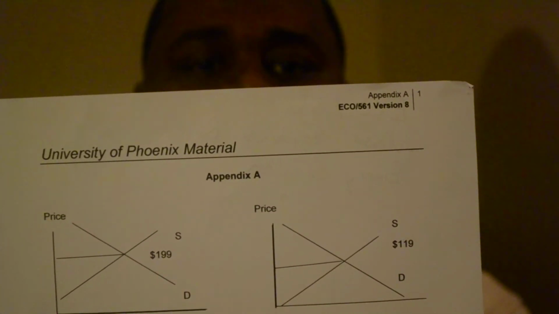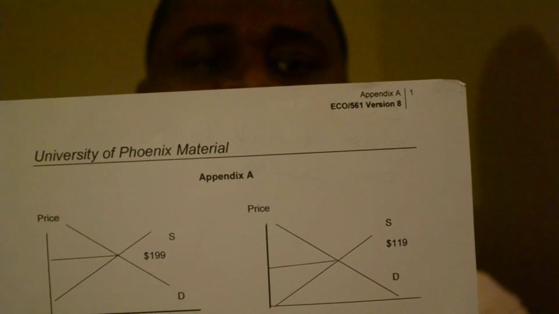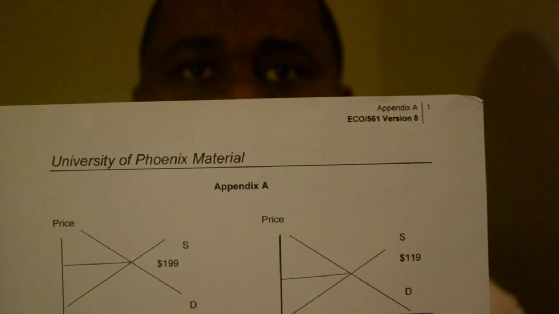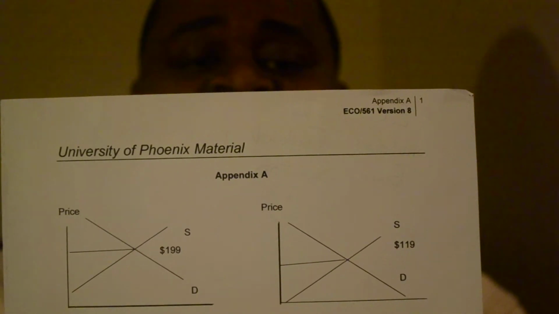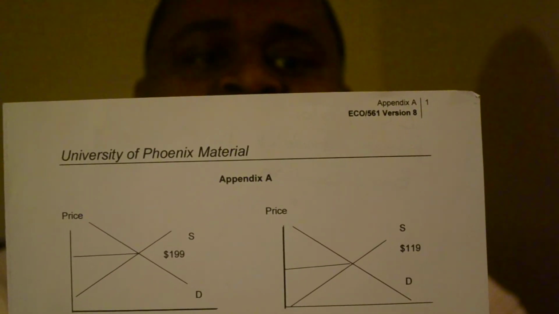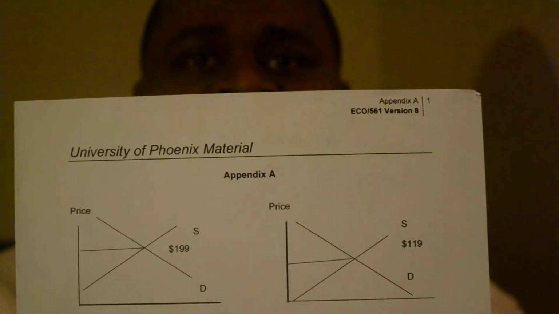We have lower demand, which means that we also have a lower supply, and our equilibrium price today is $119, which means we have less people wanting to buy the iPhone. Therefore, the sellers have brought down the price in order to continue selling the iPhone at a discounted price.